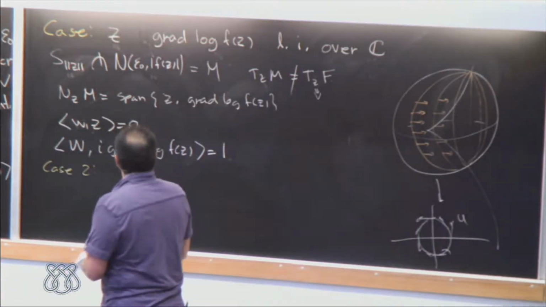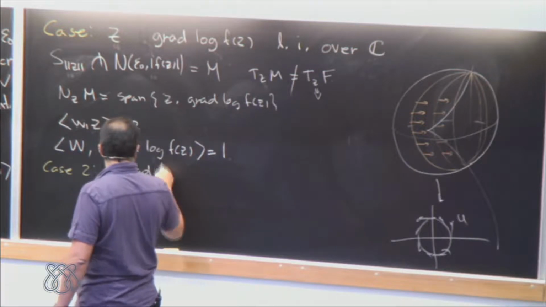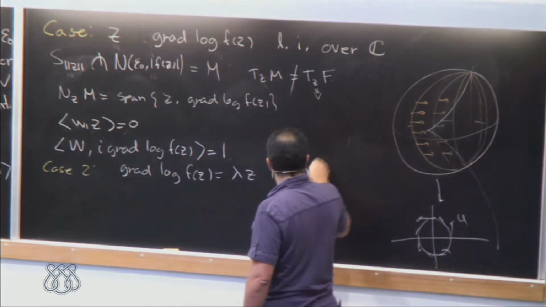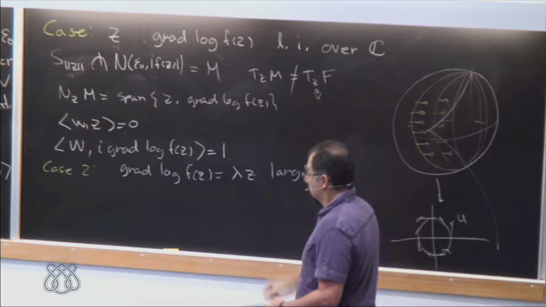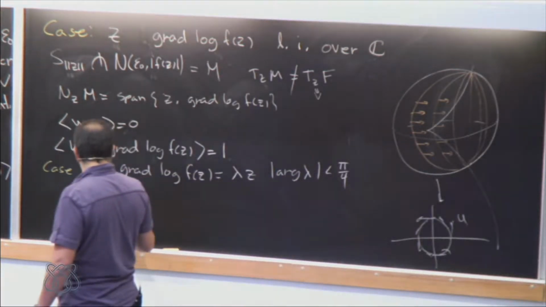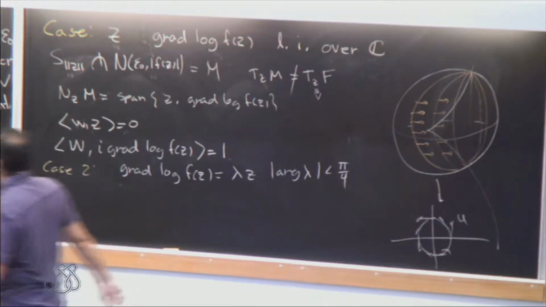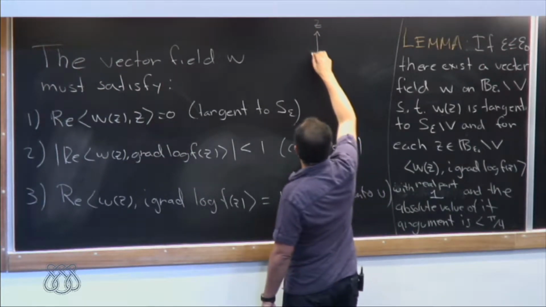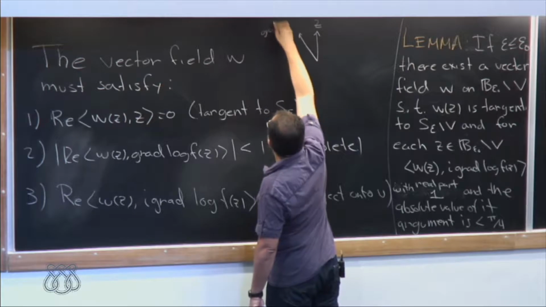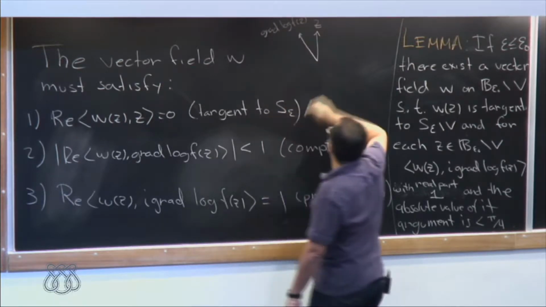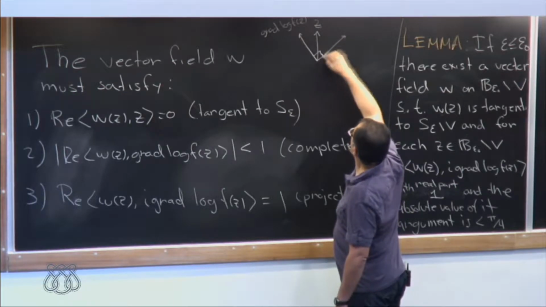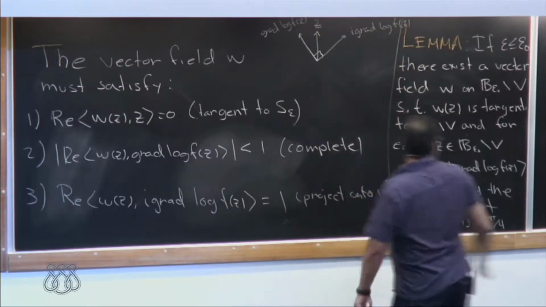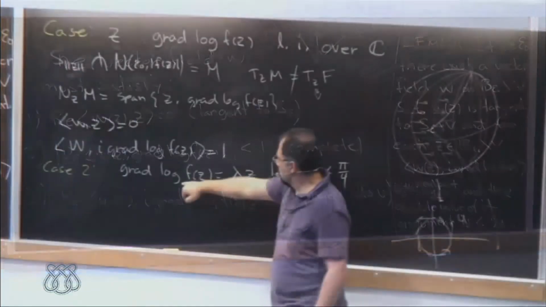In this case, what we have is that grad log f of z is lambda z. The argument of lambda is less than pi over 4. And so what do we have here? Let me make a drawing. So we have z, and somewhere we have grad log f of z. Remember that I grad log f of z is orthogonal. Okay, so we are now assuming that z is in the complex line generated by this vector.